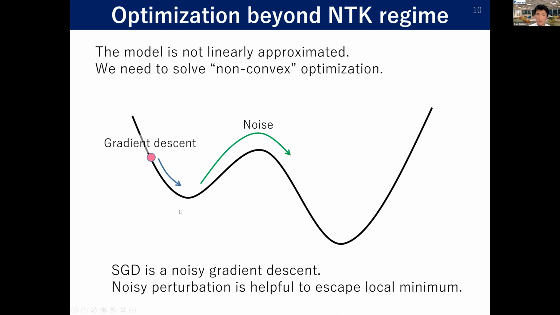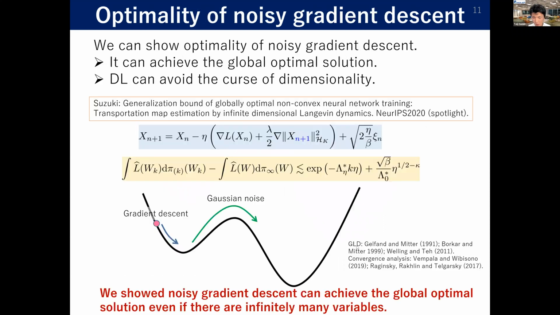But in practice, SGD works well. Why is that? One intuitive explanation is that SGD is a noisy gradient descent. Because it has some noisy perturbation, it can escape from local optima and achieve the global optimum. That is one explanation, and we can show it in a rigorous way. Actually, in the finite dimensional case, there are many works that show this phenomenon: noisy gradient descent can eventually find the global optimum.